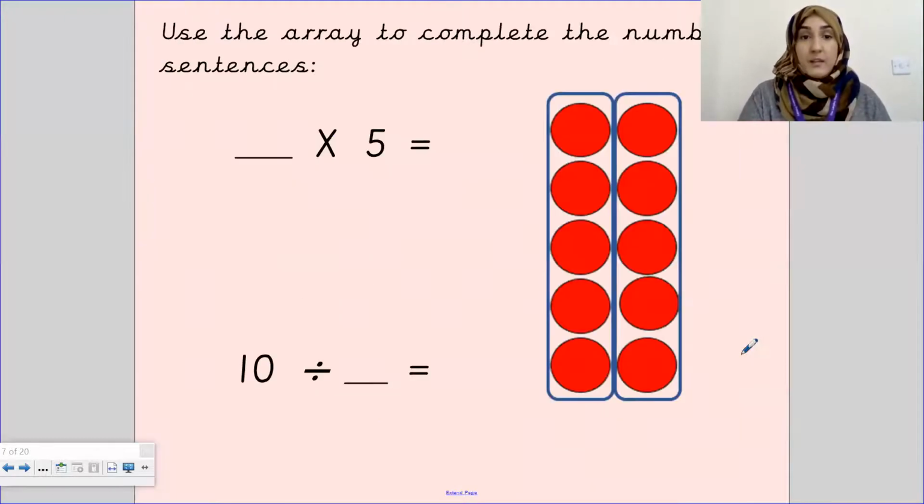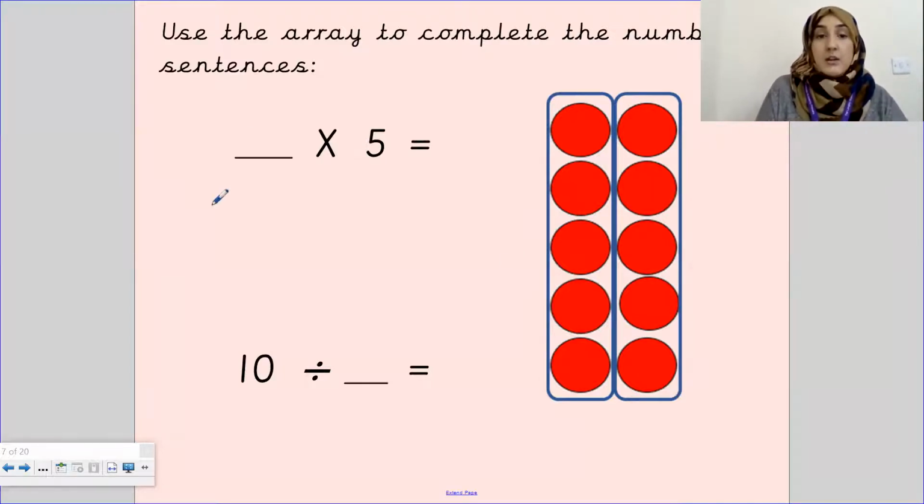Okay, right. Use the array to complete the number sentences. Now I can see that here is an array and they have been grouped into columns. Now, I need to complete this number sentence. How many columns are there, Morris class? Show me your fingers. Well done. There are 2 columns. Now, how many counters are in each column? Let's double check. 1, 2, 3, 4, 5. Well done. So that's 5 written there.